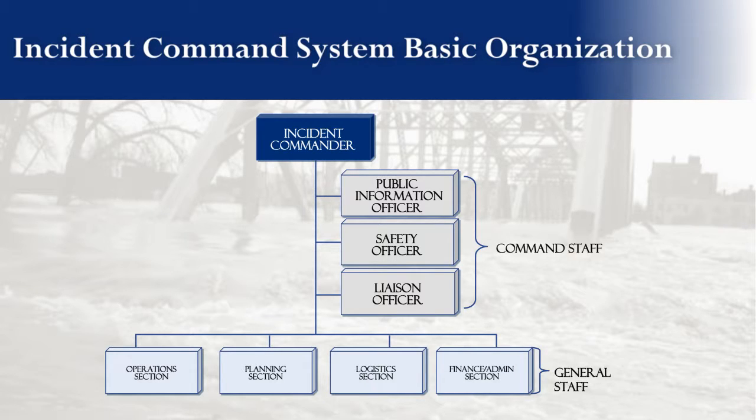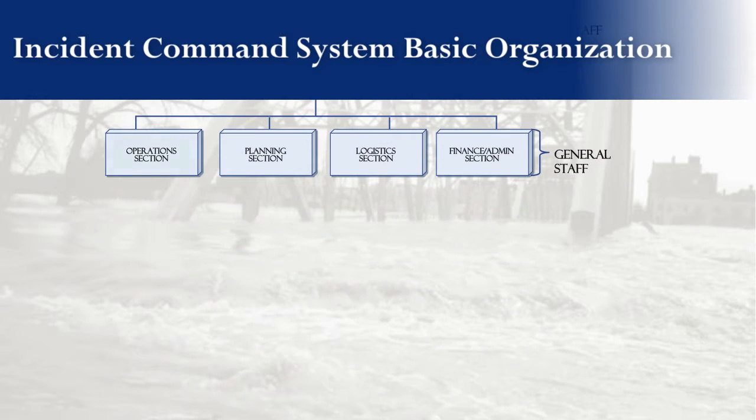These functions are potentially more complex, so each has a predefined organizational structure called a section. Each section works under a section chief. Again, each section is staffed only as needed to assist with meeting the demands of the disaster. The operations function includes the responders in the field.